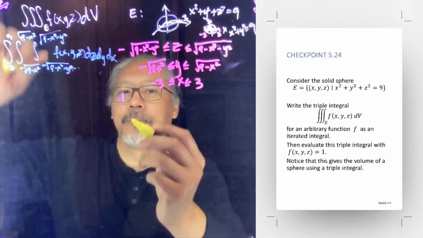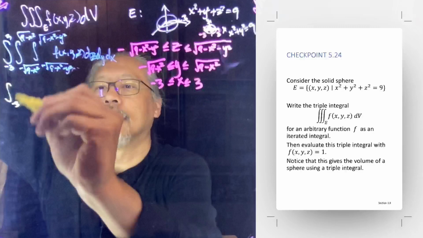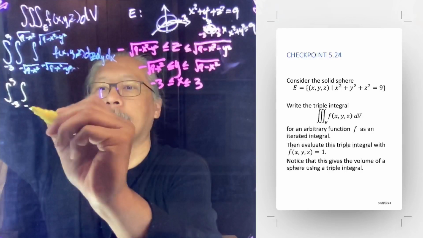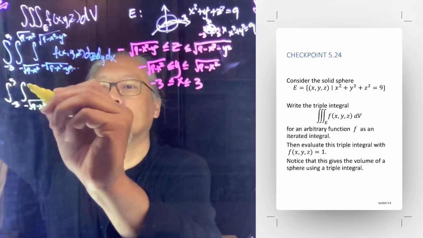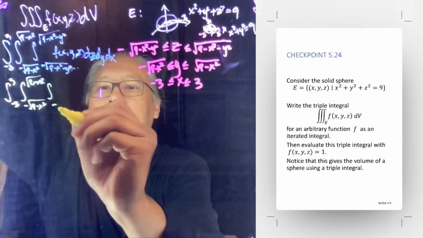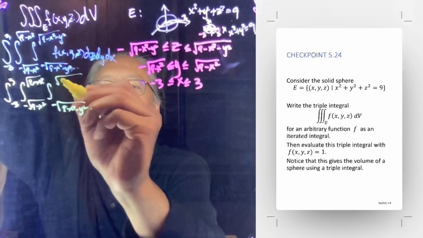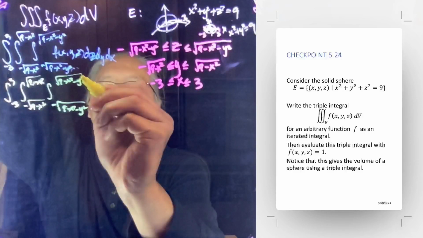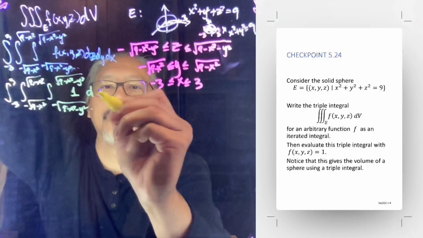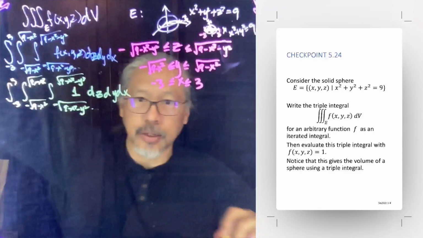Now, hate to do this, we're going to have to rewrite the whole thing again from minus 3 to 3, square root of 9 minus x squared to positive square root of 9 minus x squared, negative square root of 9 minus x squared minus y squared to positive square root of 9 minus x squared minus y squared. The integrand now we're going to consider as 1, and we're going to go dz, dy, dx.